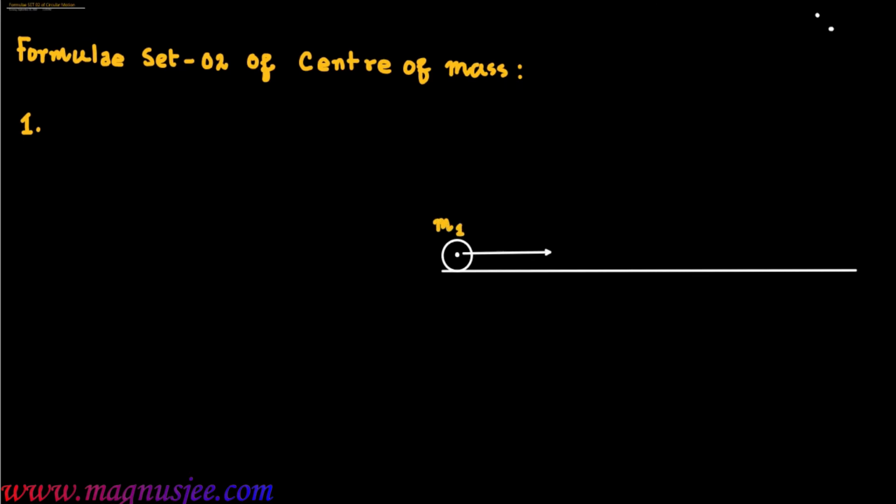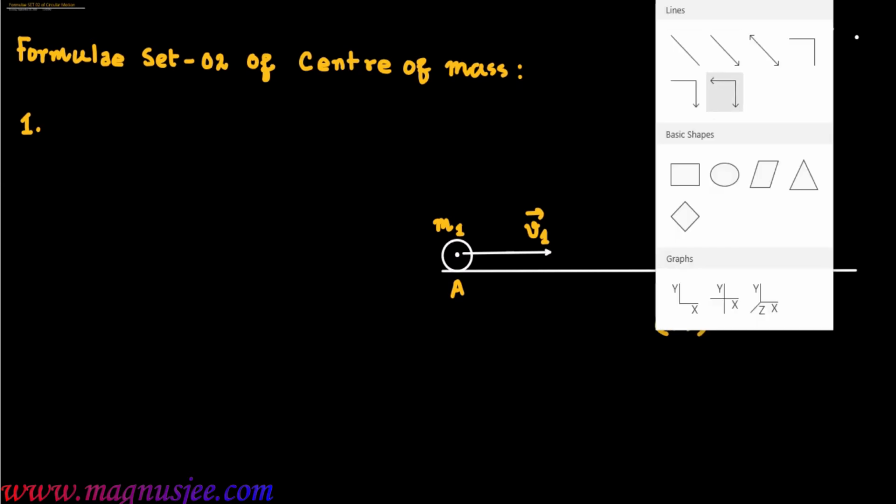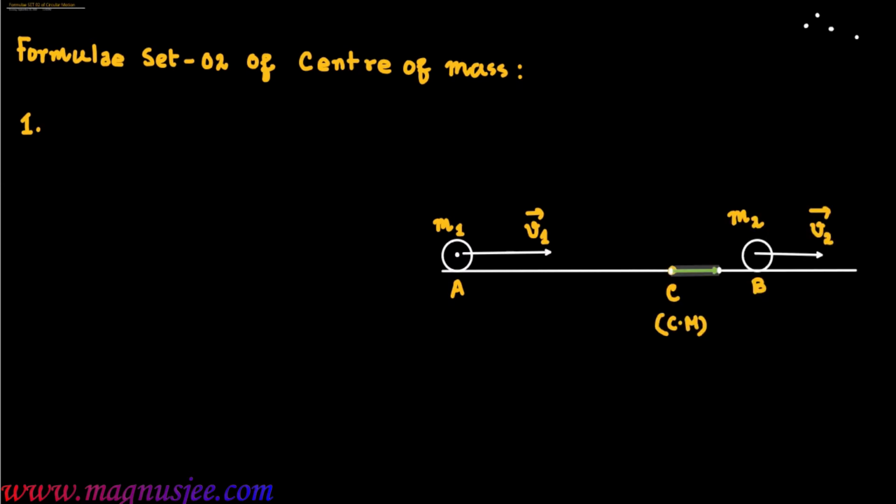which is moving. This is a body of mass m1 which is moving with velocity vector v1, and there is another body of mass m2 which is also moving with velocity vector v2. These two bodies or these two particles are at the points A and B. C is the center of mass, the point which will be moving with a velocity vector vcm.